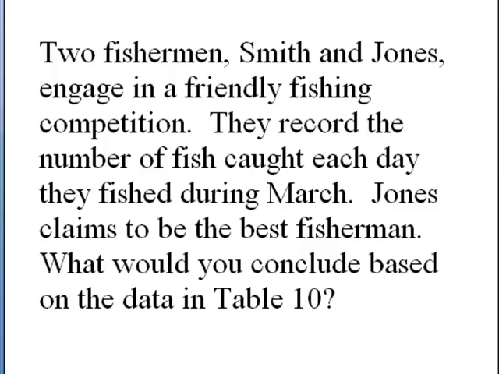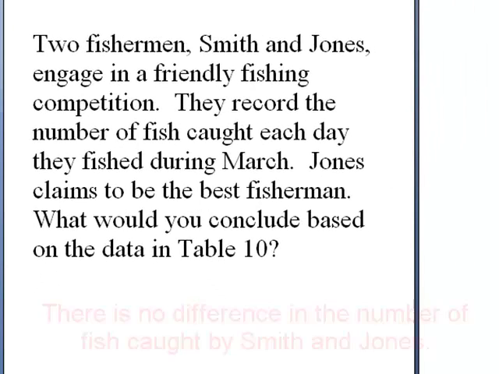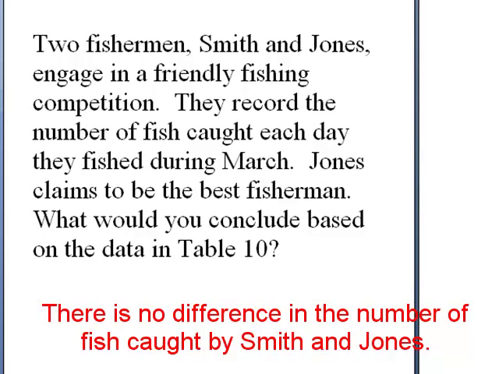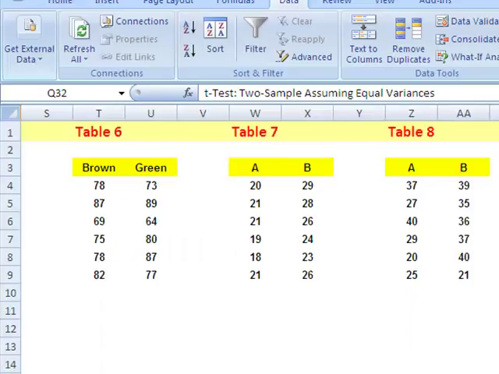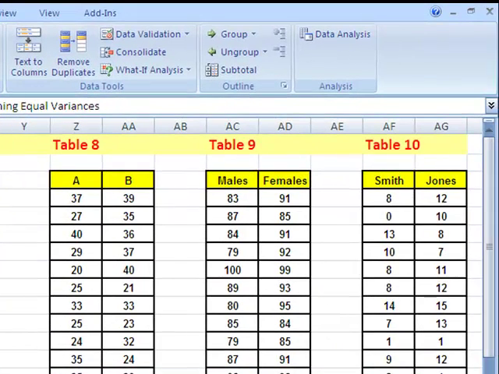The first thing we'll do is create a null hypothesis, and the null hypothesis would say there is no difference between the number of fish caught by Smith and Jones. To test that hypothesis, we would go to our data in Table 10, and we see that we have two comparisons.